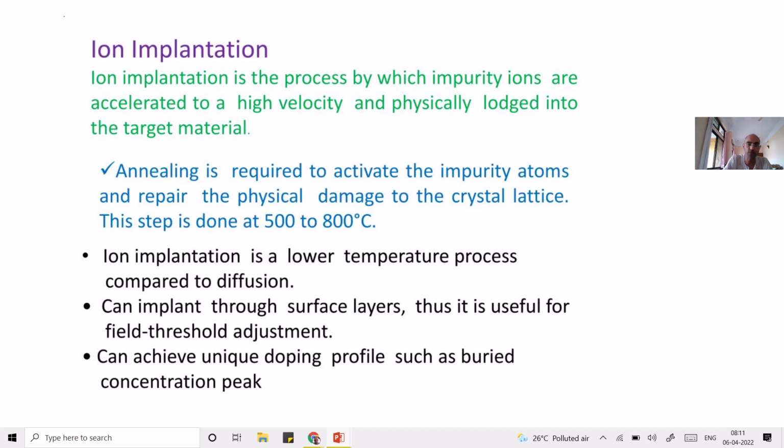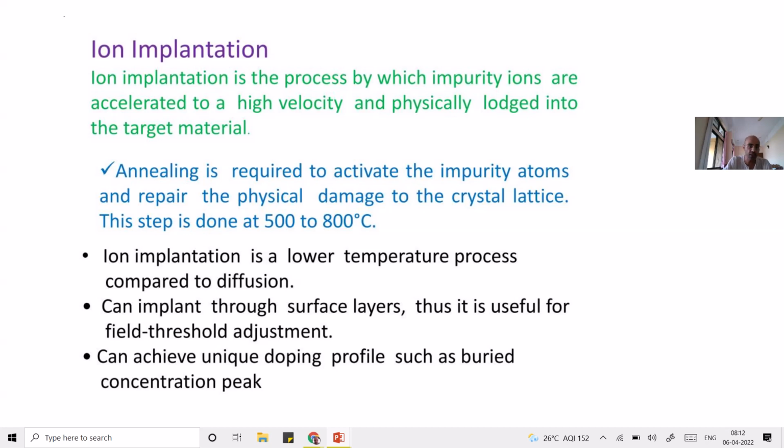When this method was not invented, people were not able to fabricate MOSFETs. Although they were able to fabricate BJTs, not MOSFETs, because in a MOSFET you require very precise control of the threshold voltage, particularly in the channel region. So you have to do the channel threshold voltage implant, called threshold tailoring. You need that as well.